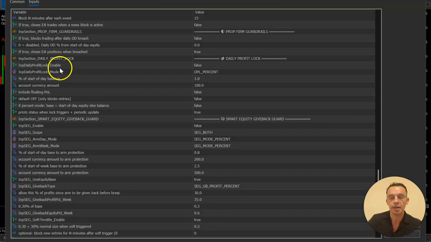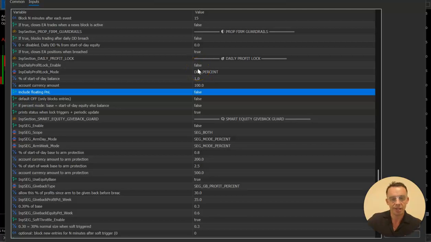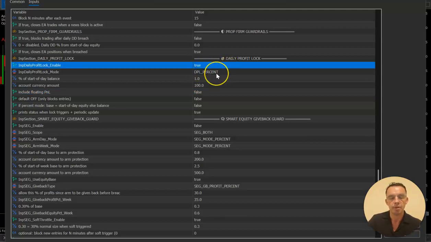So next is the daily profit lock. This is again one of the most important ones. So start with, before it actually starts automating the daily profit locks, when you want to just initially start trading, this is with the presets that are sent with the Apex11 system.